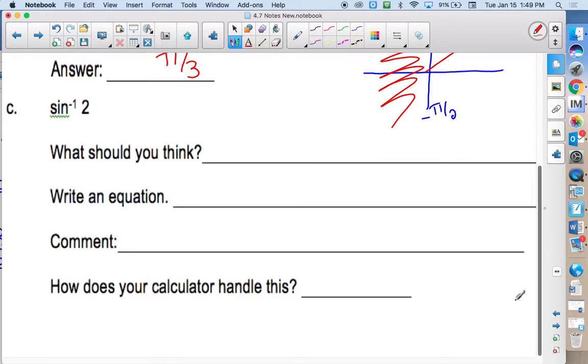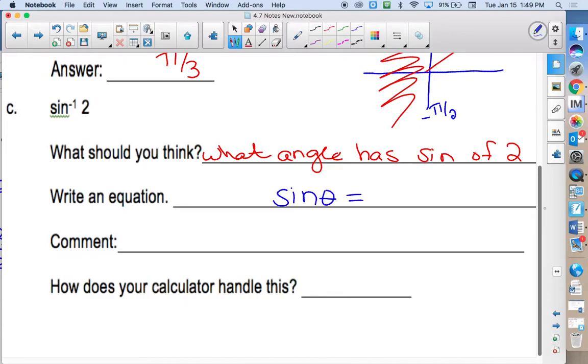So one final time here. What angle has a sine value of 2? Inverse sine of 2. So write the equation. I want to find an angle for sine, and it's equal to 2. Then it says comment, and then it says, how does your calculator handle this? Anybody have a comment? You're supposed to.